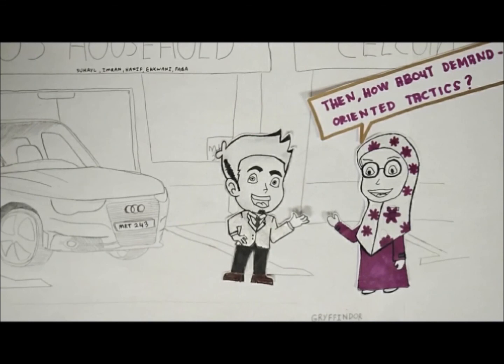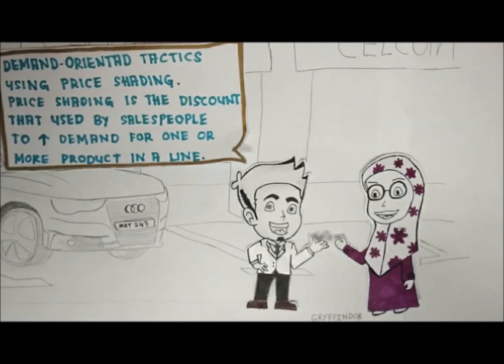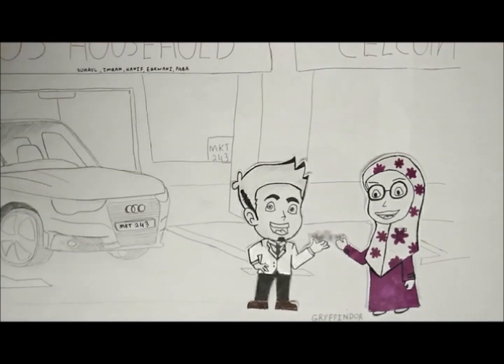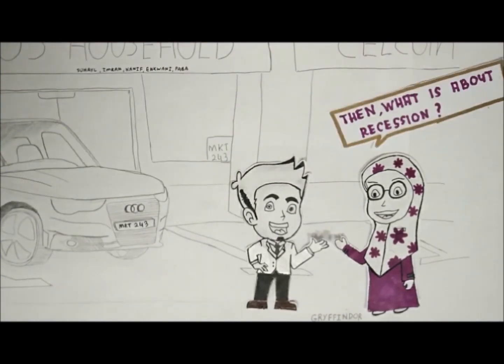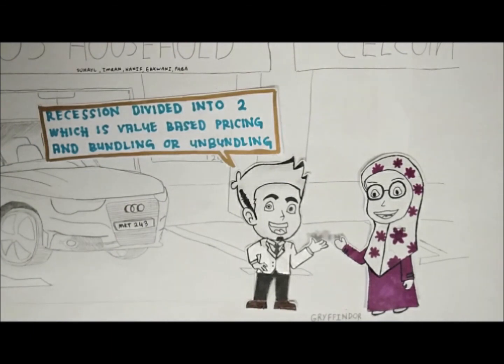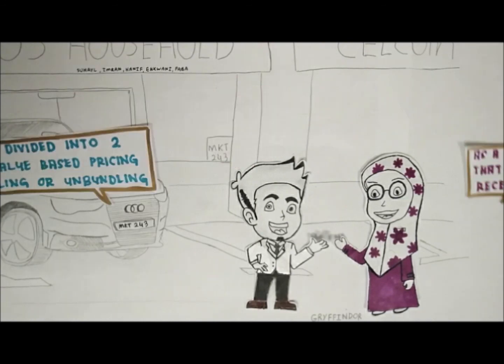Then how about demand-oriented tactics? Demand-oriented tactics use price shading. Price shading is the discount that is used by salespeople to increase demand for one or more products in a line. Then what about recession? Recession is divided into two, which is value-based pricing and bundling or unbundling.